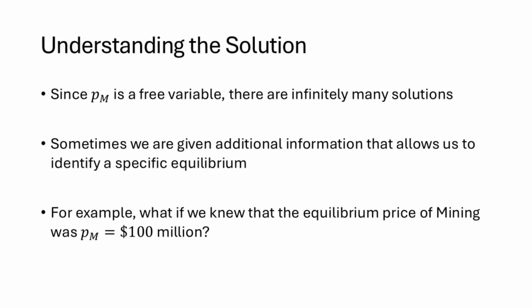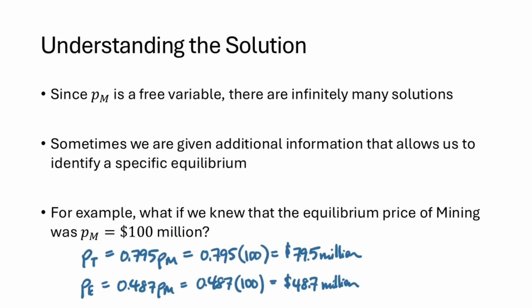Now, pm is a free variable, which means there's actually infinitely many solutions. There's infinitely many equilibria that we could find in this situation. So we need a little bit of additional information to nail down specific prices. For example, what if we happen to know that the equilibrium price of mining was $100 million? Well, we could plug that value into our solution to figure out the equilibrium price of telecom would be $79.5 million, and the equilibrium price of electricity would be $48.7 million.